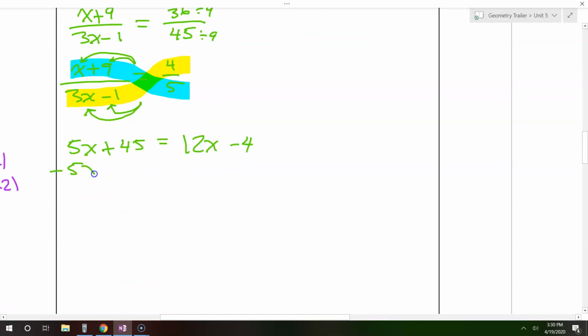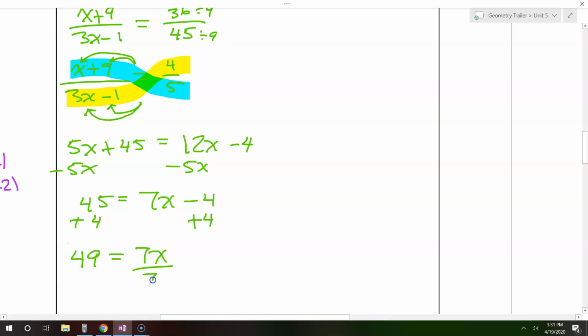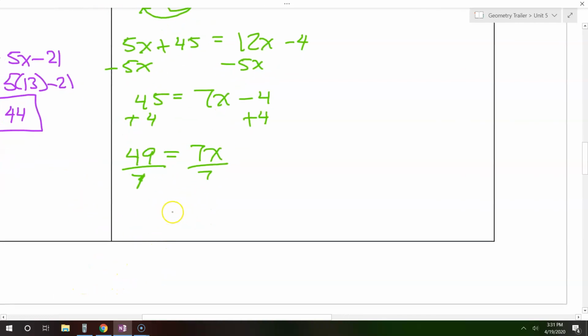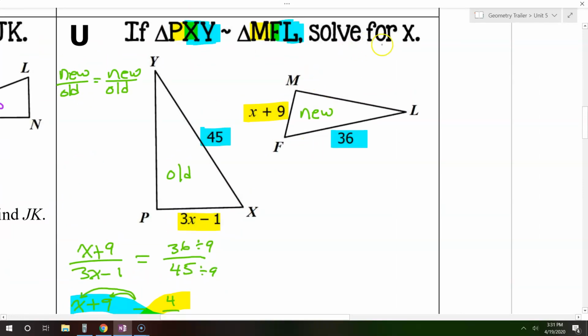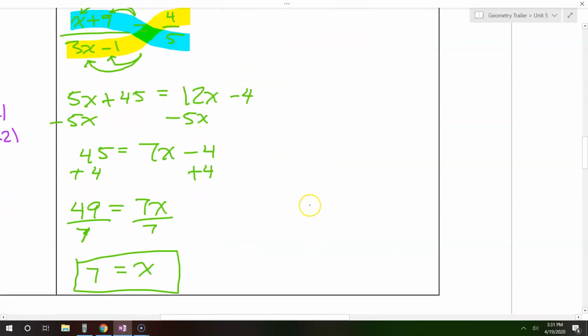Let's get the x's together by subtracting 5x from both sides. So that's going to leave me with 45 is equal to 7x minus 4. And then, of course, we will add 4 to both sides, and that's going to make 49 is equal to 7x. So when you divide both sides by 7, that's going to give you x is equal to 7. And I believe that's the final answer. I think this time they just asked us to solve for x. So that's it. X equals 7.